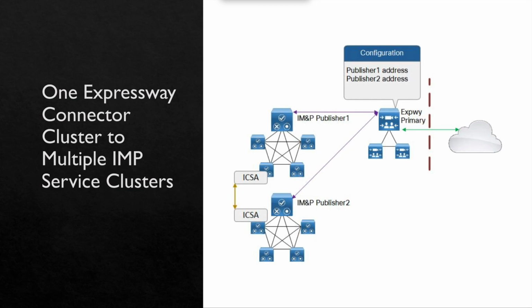This is an example of one Expressway connector cluster to multiple IM and Presence service clusters. Again, another acceptable deployment model. This deployment model does require one Expressway connector cluster across the whole IM and Presence service deployment. And this option is simple to configure and manage, but scalability and latency could be concerns if you have a whole bunch of users across a wide geographically distributed environment.